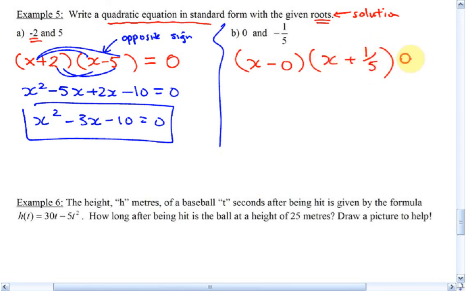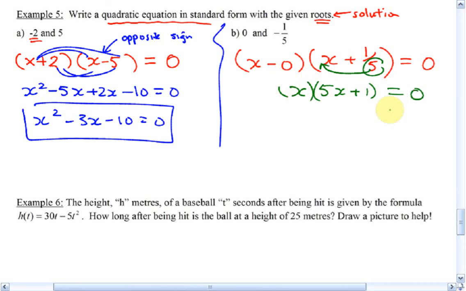Excellent. Now, let's see if we can simplify this before we actually go ahead and expand this out. 5x plus 1. The bottom is equal to 0. And then what's x minus 0 just equal to? Well, that's just x, right? x by itself.